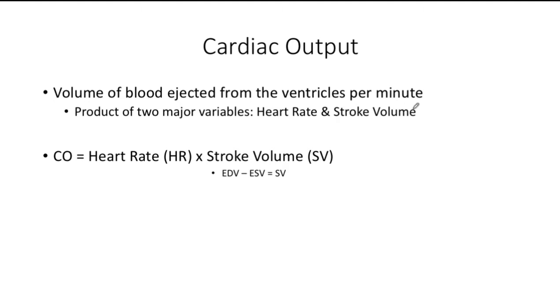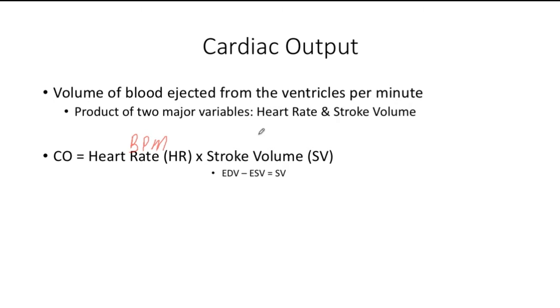Cardiac output is the product of two variables, heart rate and stroke volume, which you would have learned about in previous lecture videos. Remember, heart rate is simply how many times the heart beats per minute, or, to be more specific, how many times the ventricles beat per minute. And remember, this is measured in BPM, beats per minute.